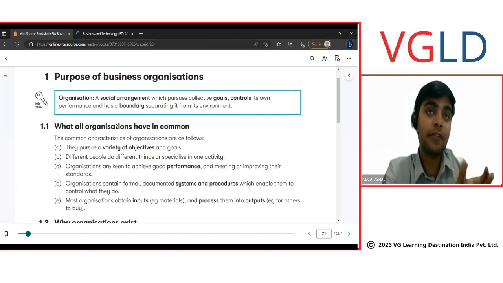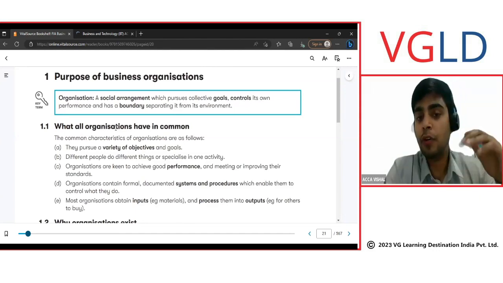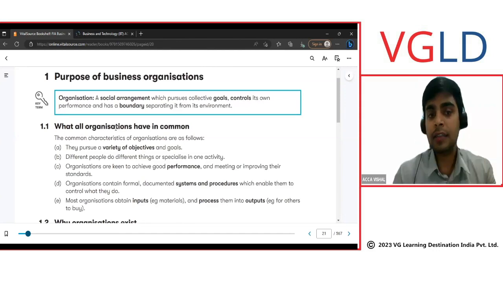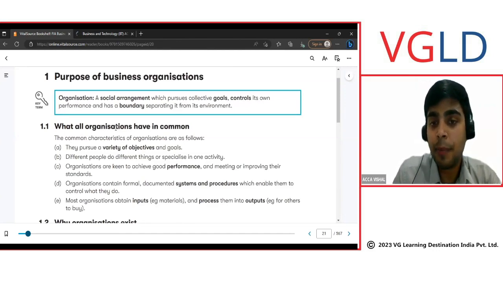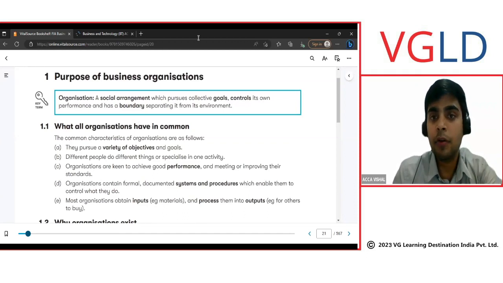So this is different from the organization itself. The external environment is quite different, with many factors: technology, government, and many more. So this is why there is going to be a separate boundary from its environment. Okay, I hope that is clear. Let me know in case I need to explain it further.